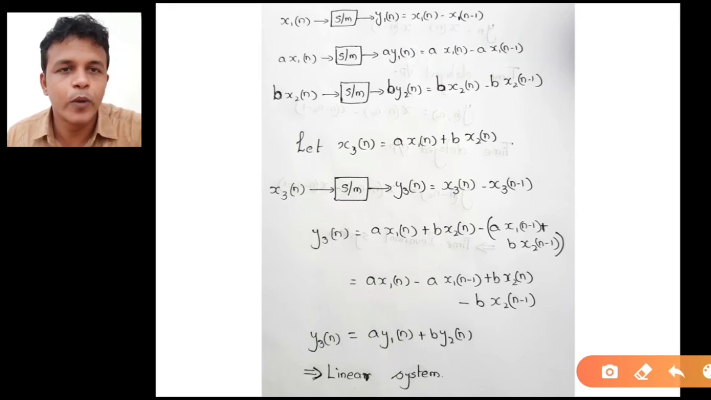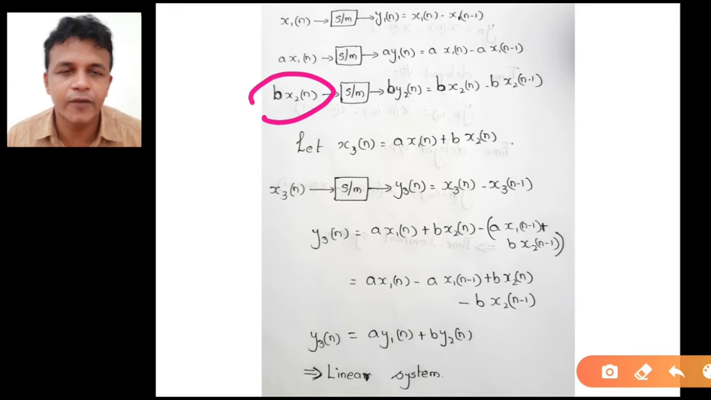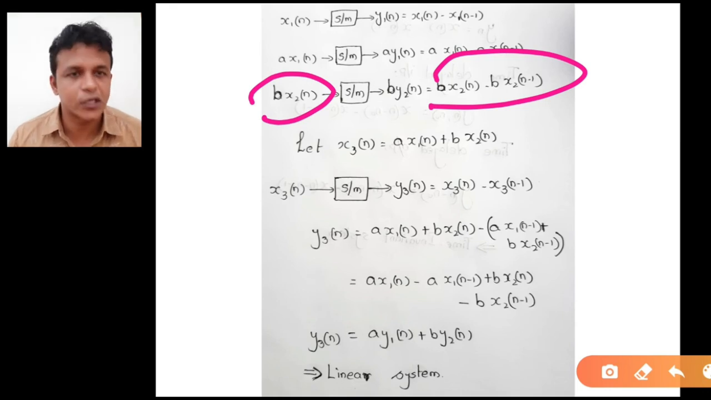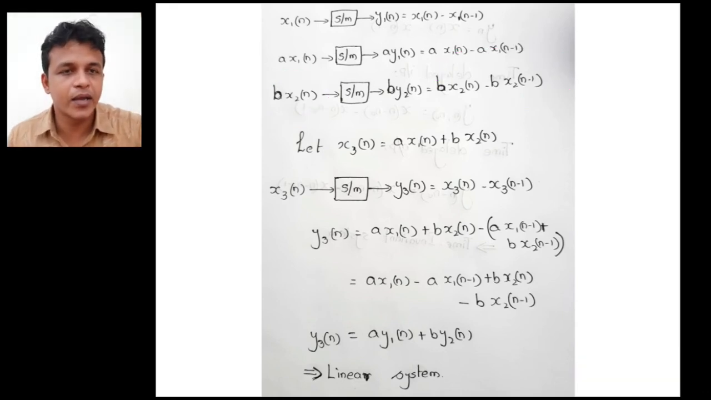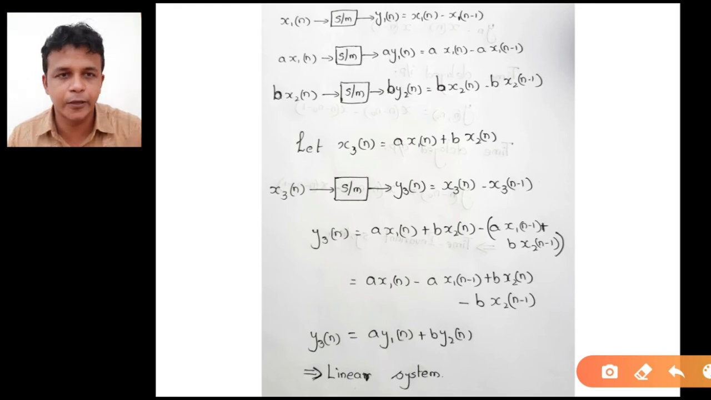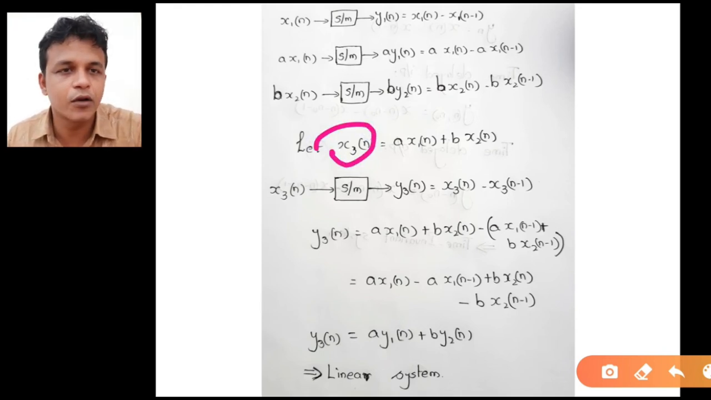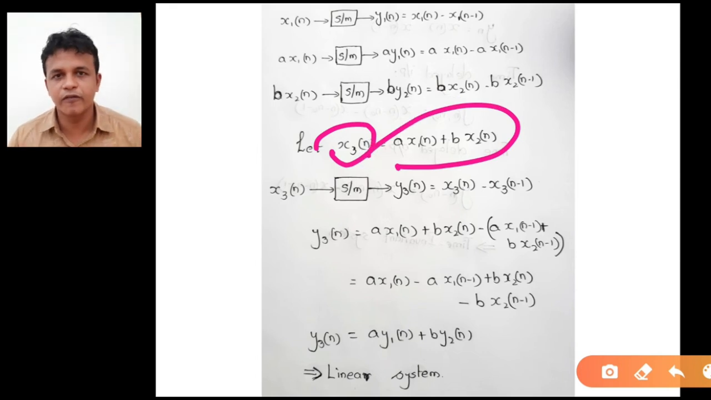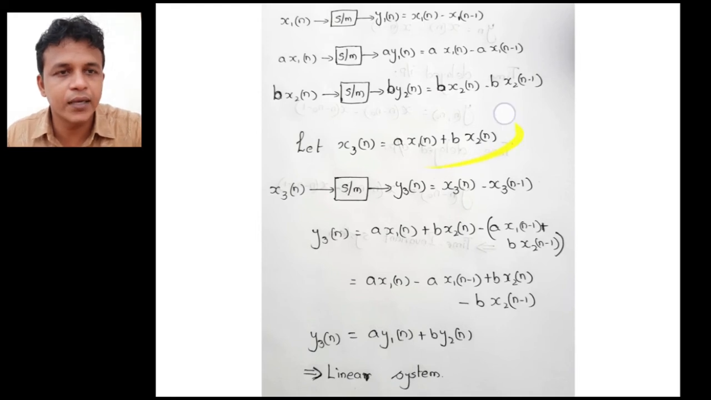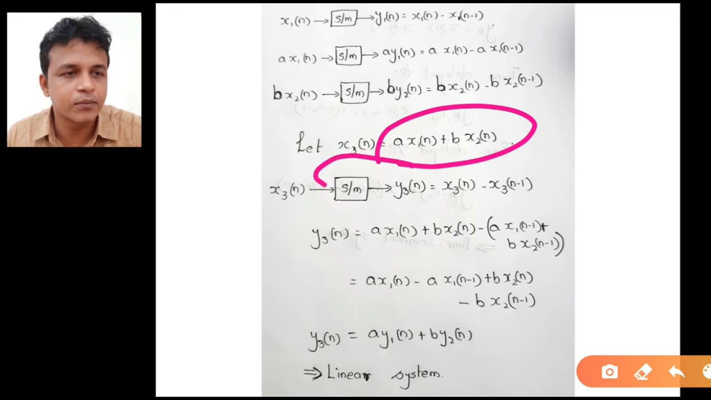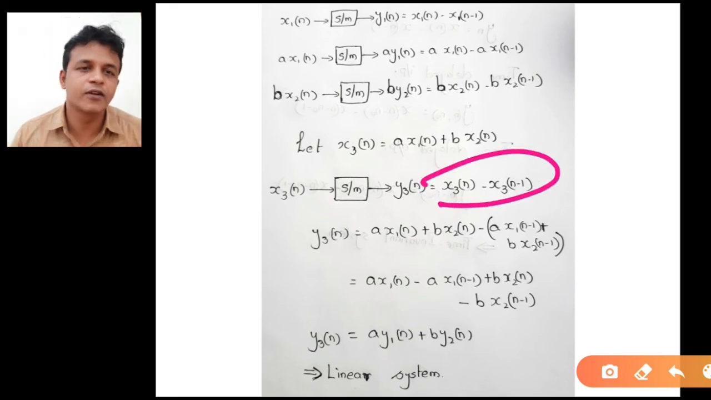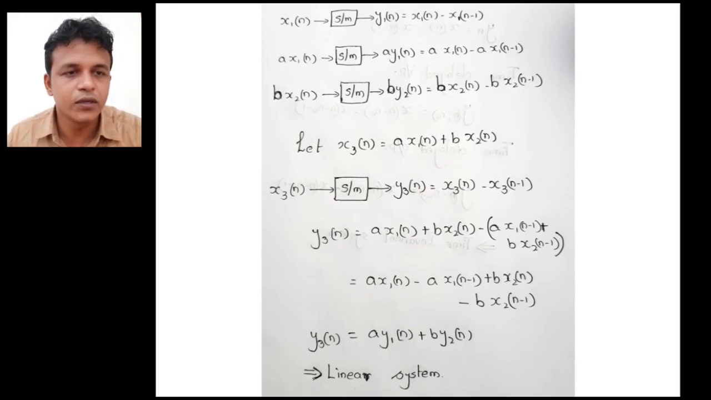If we give x2 of n weighted by a factor b as input to the same system, we will be getting the output b into x2 of n minus b into x2 of n minus 1. Again we are making an assumption to prove the homogeneity and additivity principle. The assumption is x3 of n equal to a into x1 of n plus b into x2 of n, weighted added inputs. That means x3 of n is given to the same system, and we will be getting the output y3 of n, which is equal to x3 of n minus x3 of n minus 1. Now we shall solve it.